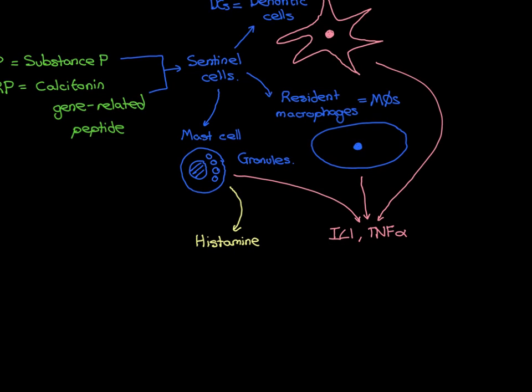But I'm not going to mention interleukin-6 here. So interleukin-1, TNF-alpha, another important one for us to know about is prostaglandin E2 as well, that they will release prostaglandin E2, and remember that is the cause of inflammatory pain.